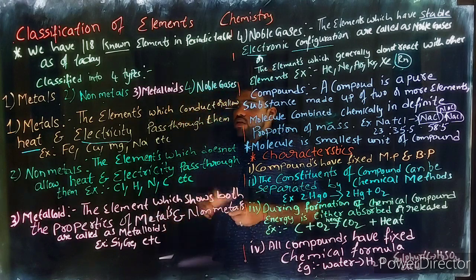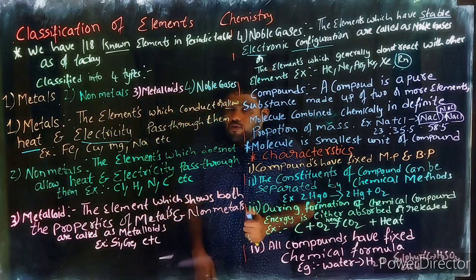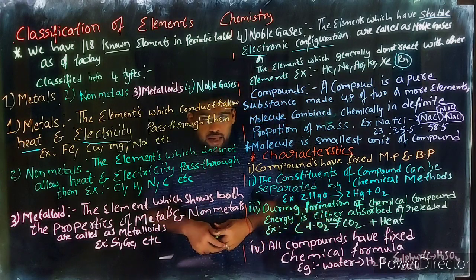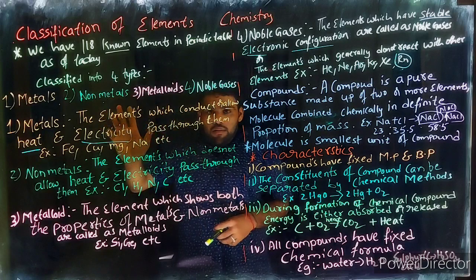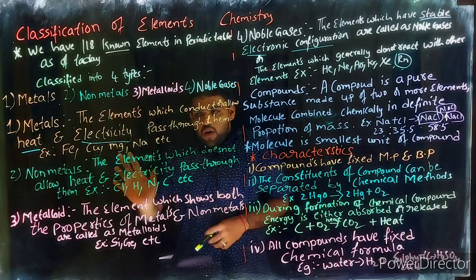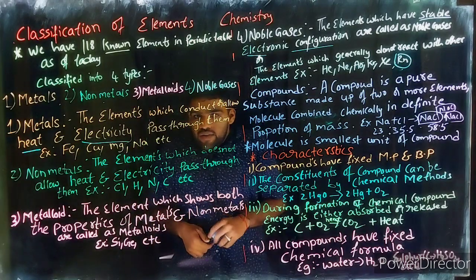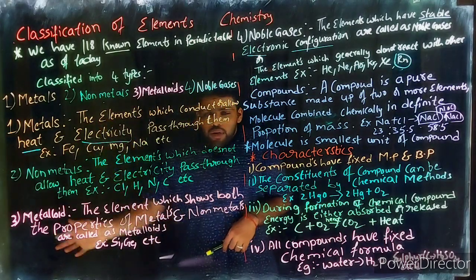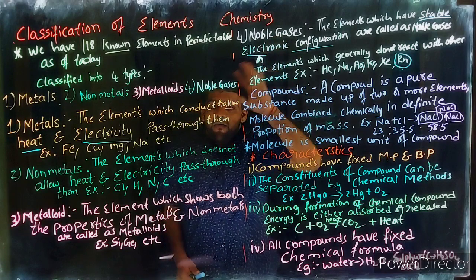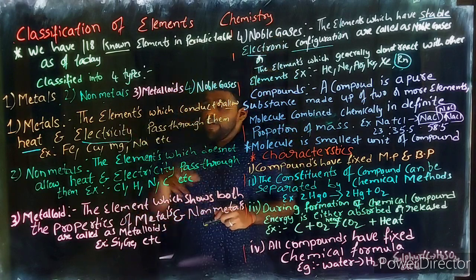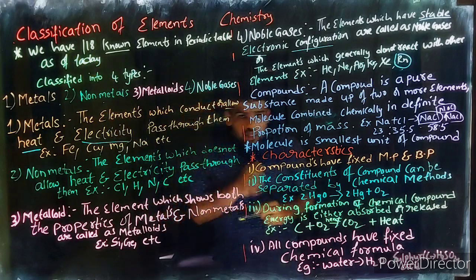These are the 4 major classifications of elements. One more thing I want to add here is that there are some exception cases in metals, non-metals, metalloids and noble gases, and there are different characteristics which we should discuss about them. But for now, these are the definitions and the examples for the different types of elements.